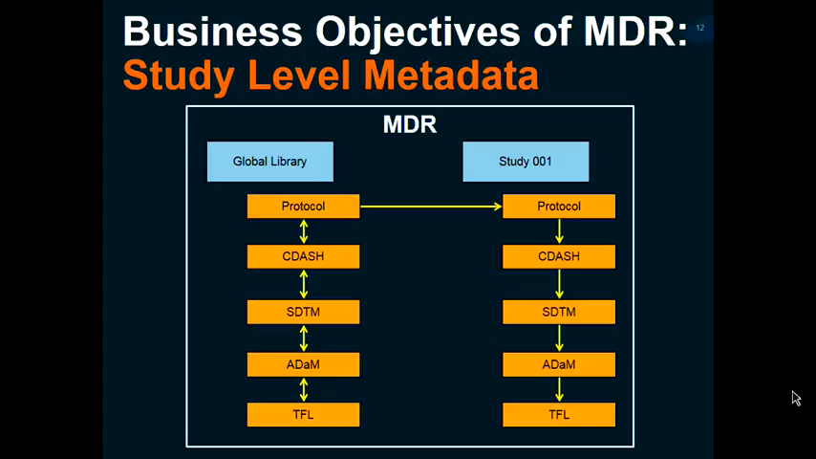The objective of MDR could be not only to store the global standards, but also to create study-level metadata. In this example, the global library standards contain the metadata for protocol, CDASH, STTM, ADaM, and TFL. So study 001 could obtain the metadata from protocol, CDASH, STTM, ADaM, and TFL.